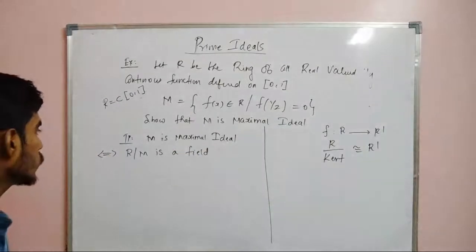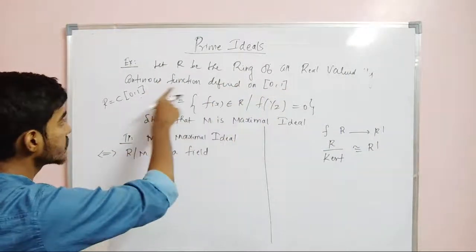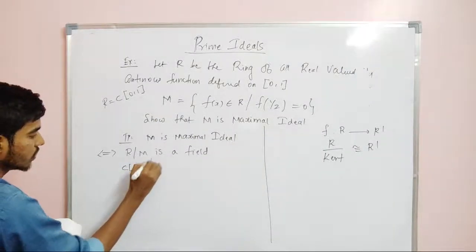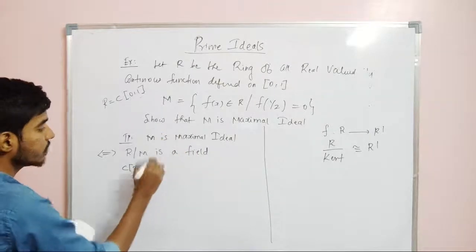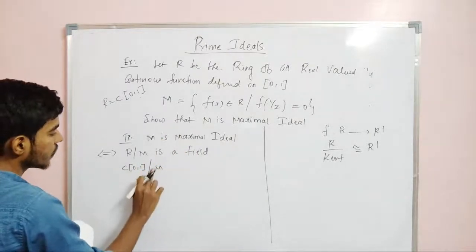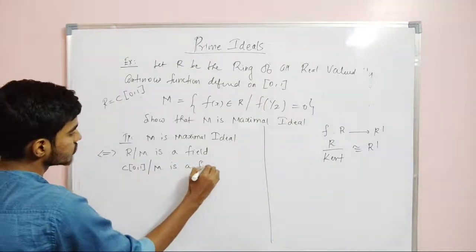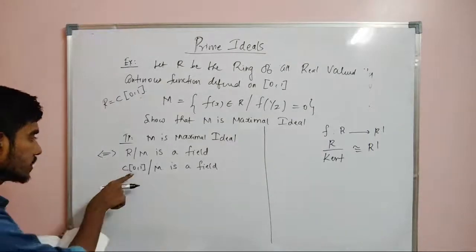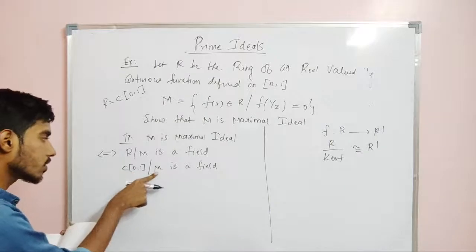Let us see what our R is. R is the set of all continuous real valued functions on closed interval 0, 1, that is, our R is C of 0, 1. Our M is the ideal M. I'm going to show that this is a field, that is, C of 0, 1 by M is a field.